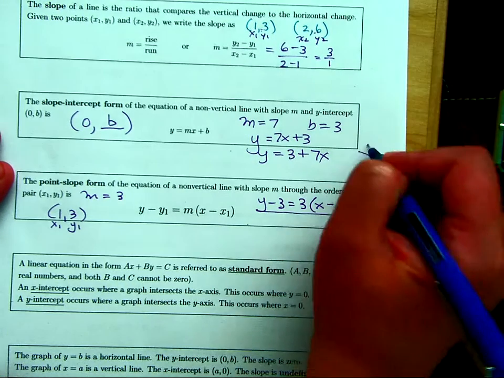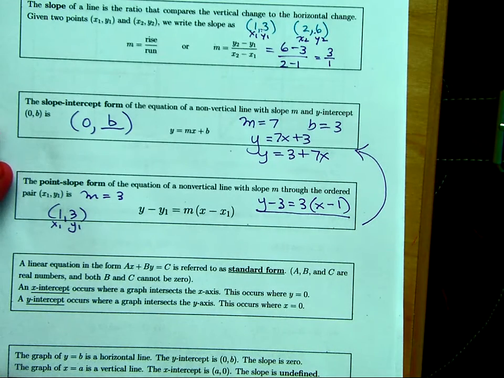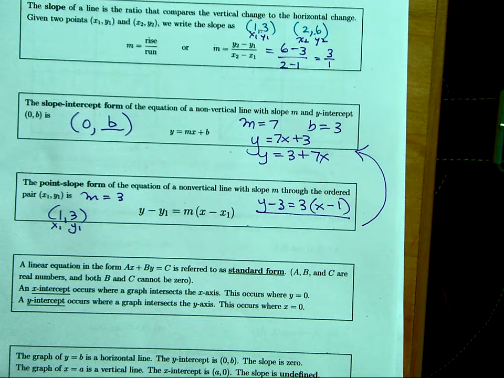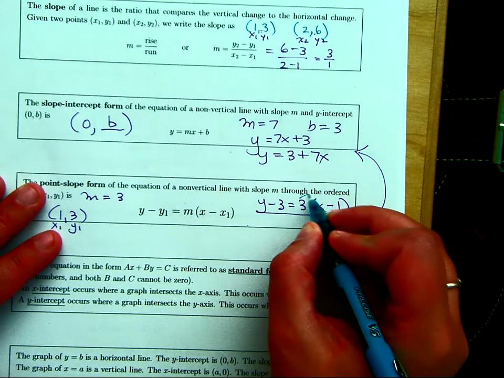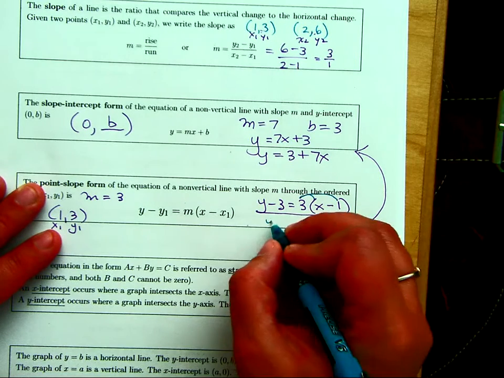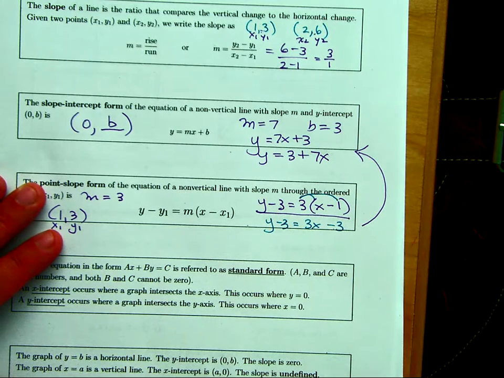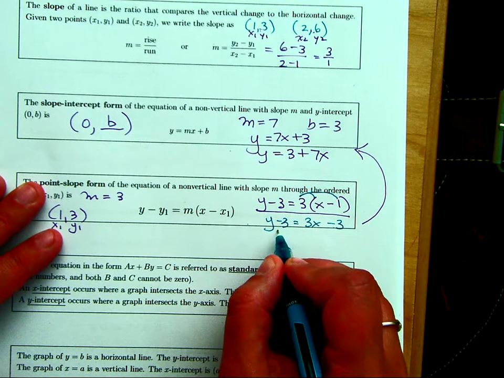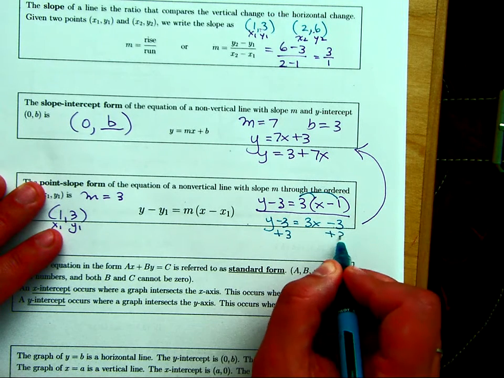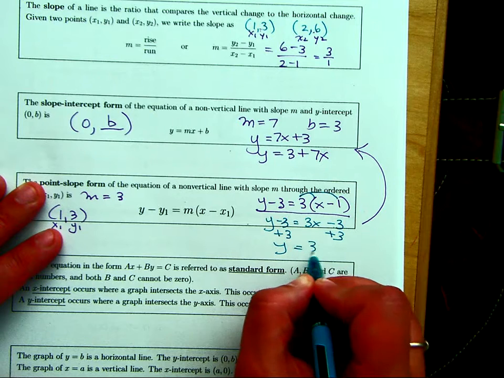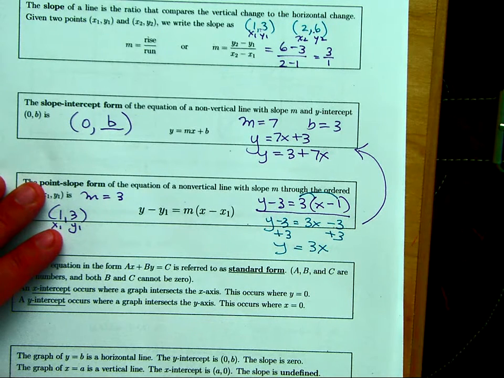But if I want to get it into slope y-intercept form, what could I do to get the y by itself? What would I do first? Yeah, before I do that, I would actually want to distribute, right? So I have y minus 3 equals 3x minus 3. Does everybody see where I got that? And now what would I do to get y by itself? You said add the 3. So I get y equals 3x. Is that it? Plus 0? So what's the y-intercept then?